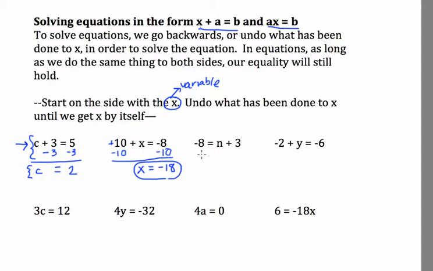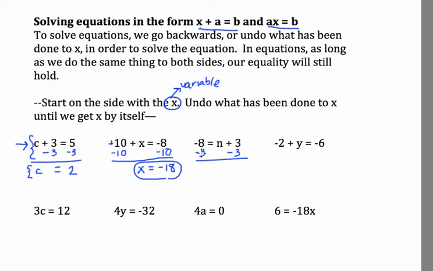Negative 8 equals n plus 3. Start on the side with the x, or the side with the variable. Undo what has been done to the variable. So right now we have a plus 3. I want to do the inverse of that, the opposite of that. I want a minus 3 from both sides.